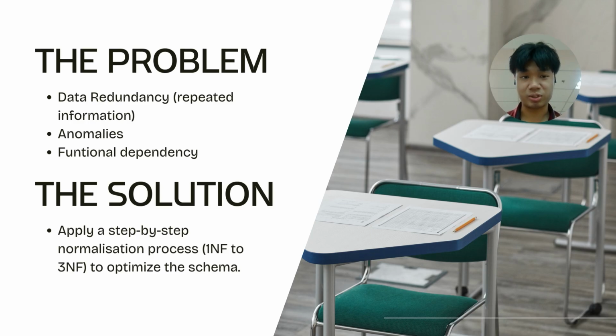So, what is the actual issue with the unnormalized data? It creates data redundancy, where information is repeated, which leads to anomalies and confusing functional dependencies. The solution is straightforward. We apply a step-by-step normalization process, taking data from 1NF to 3NF to fully optimize the schema.